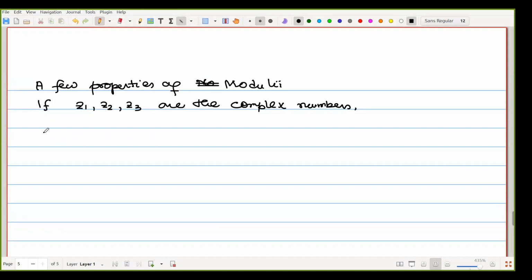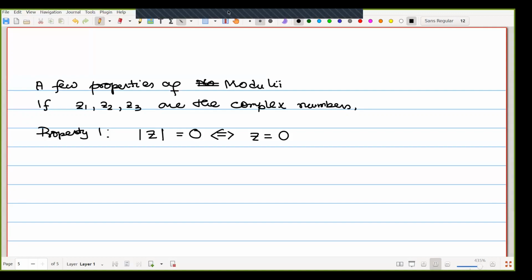The first property: modulus of Z is equal to 0 implies Z is also equal to 0. That means if our modulus is equal to 0, then the complex number is also equal to 0.